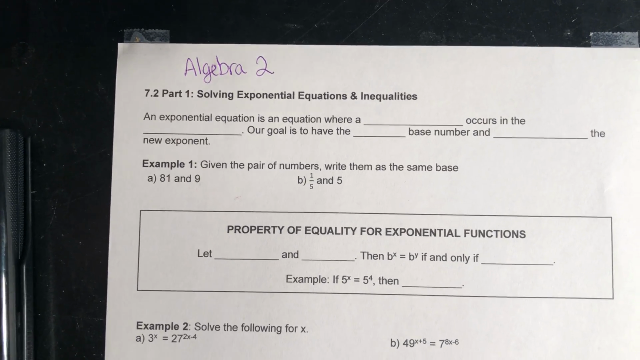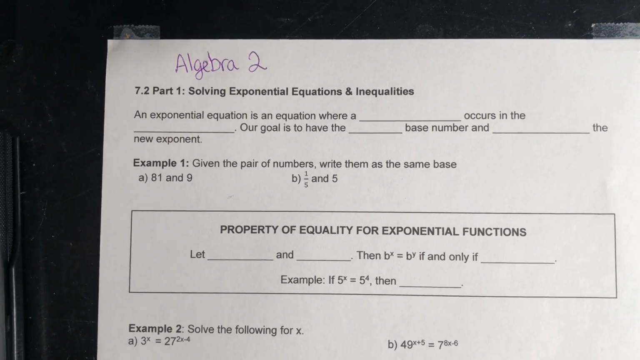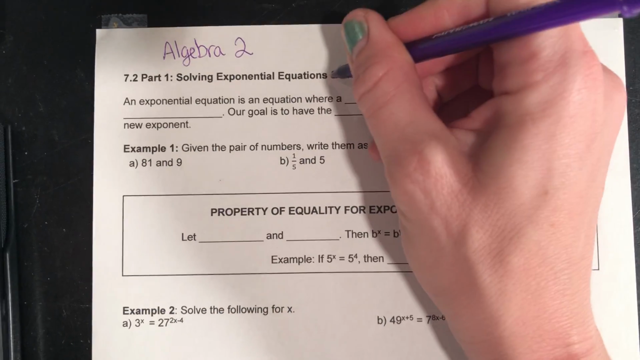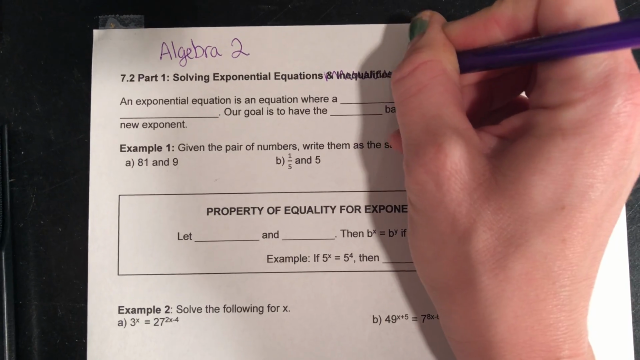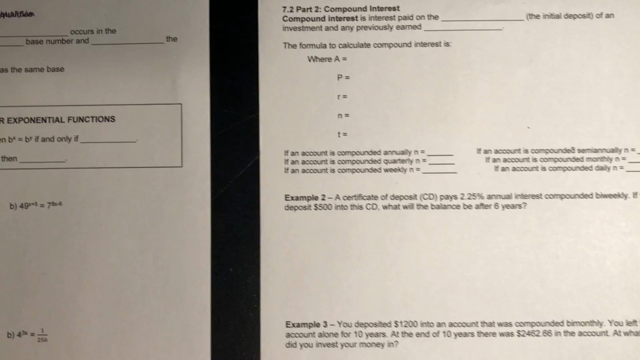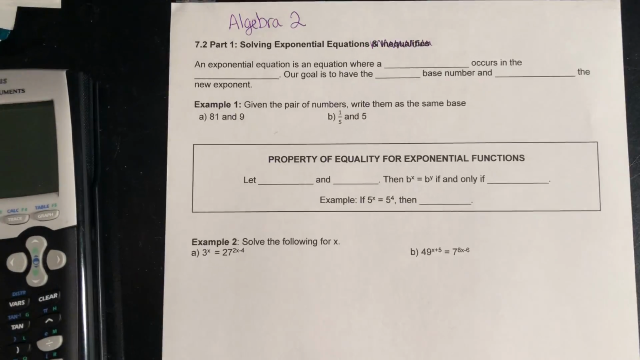Hi folks, we're going to continue with our guided notes here for Algebra 2 for 7.2, and we're going to be solving exponential equations. And actually we are not going to do inequalities. That is one thing I cut out of this unit. And then we're going to be doing compound interest as well. So that is 7.2 today.